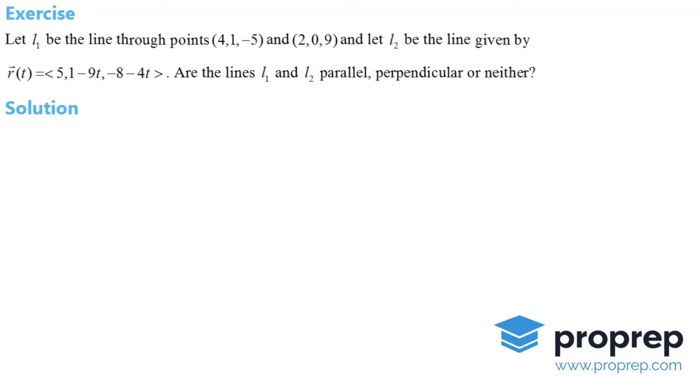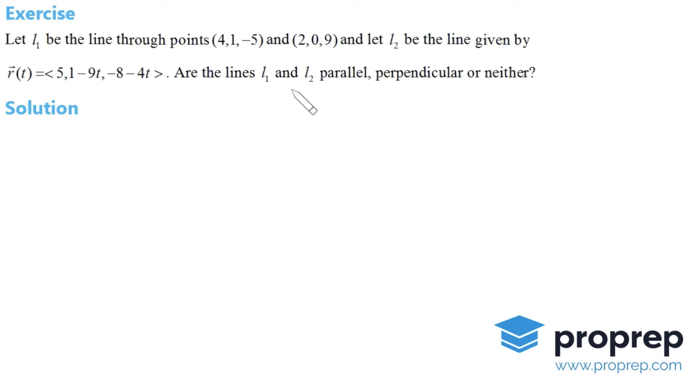In this exercise we have two lines, L1 and L2. L1 is given by 2 points that it goes through, and L2 is given in the form of the vector equation of the line. And we want to know whether these two lines are parallel or perpendicular or neither.